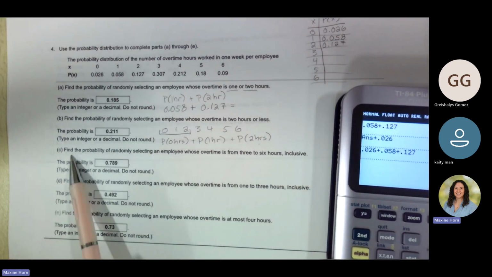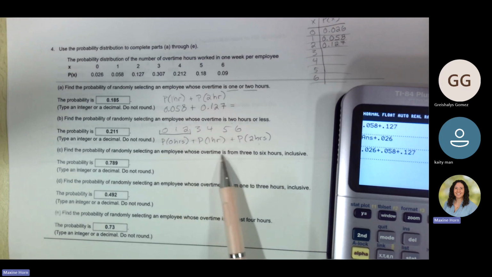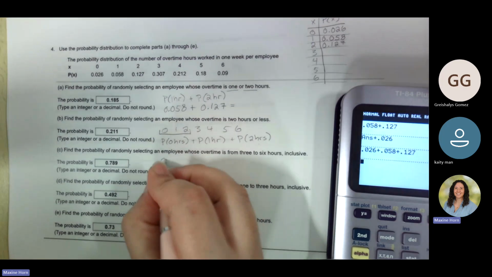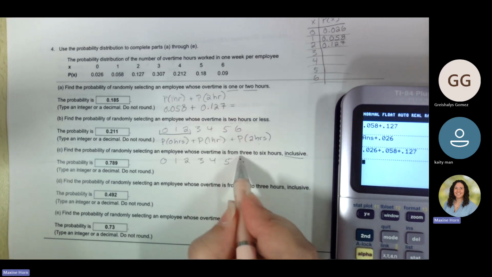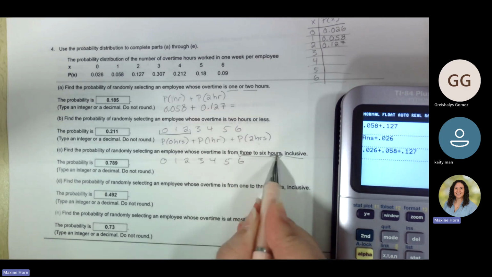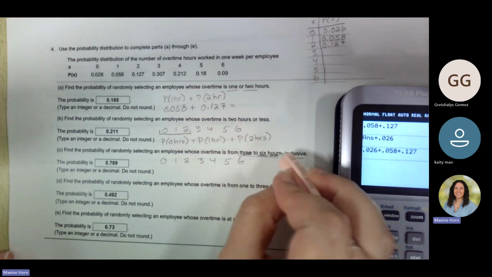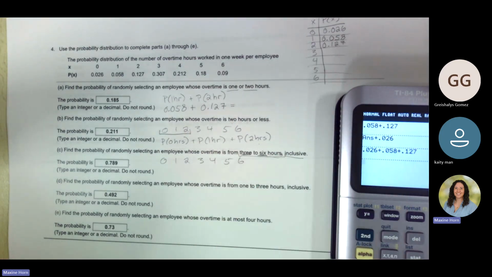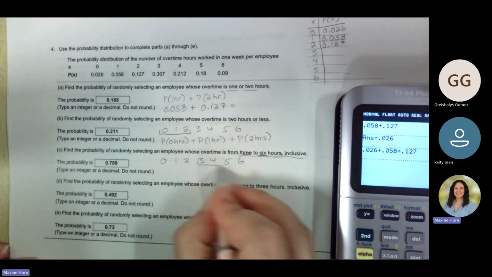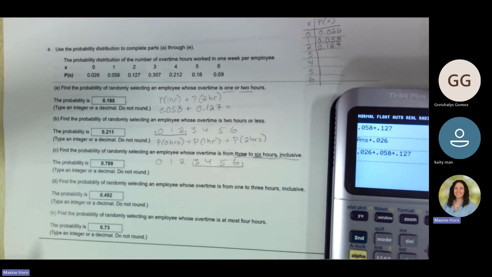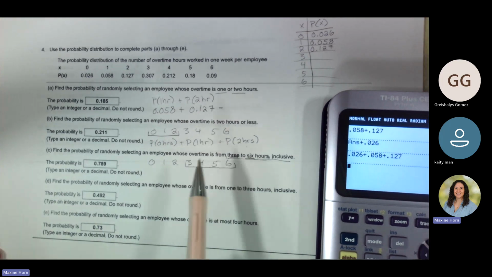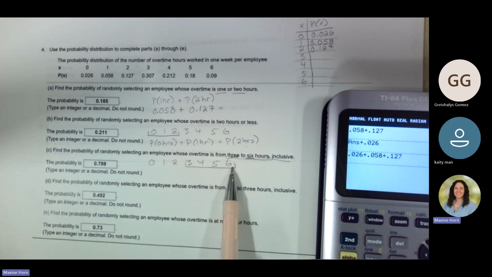Okay, find the probability of randomly selecting an employee whose overtime is from 3 to 6 hours inclusive. Okay, so we have 0, 1, 2, 3, 4, 5, 6. Inclusive means we are including our barrier numbers. So from 3 to 6, inclusive. So I can include 3 and I can include 6. Okay, so again, there's a couple of ways to do this. We could say, all right, I'm going to do the probability of 3 hours plus the probability of 4 hours plus the probability of 5 hours plus the probability of 6 hours.